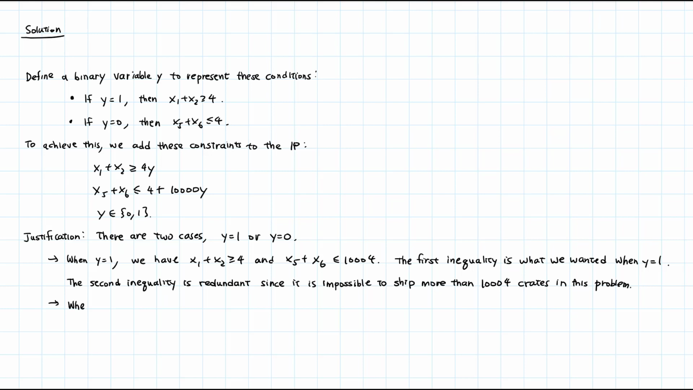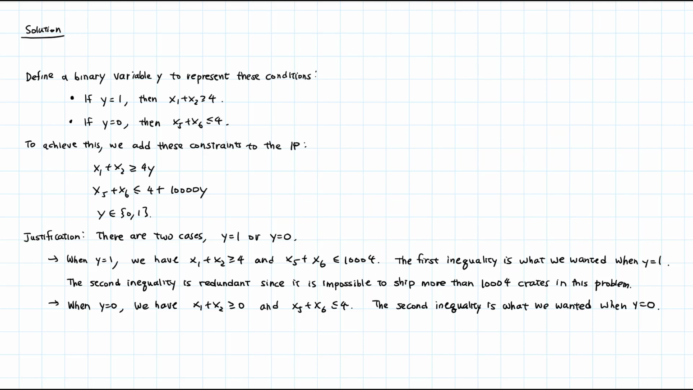In the second case, when y is equal to 0, we have x1 plus x2 is at least 0, and x5 plus x6 is at most 4. The second inequality is what we wanted when y is equal to 0. The first inequality is redundant since we already have x1 and x2 are both at least 0. So this formulation is correct.